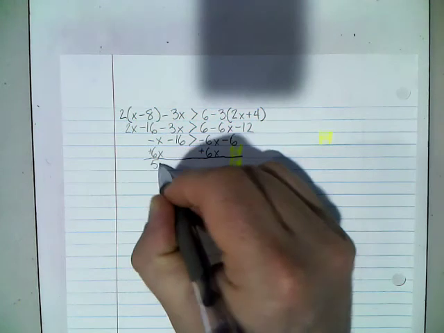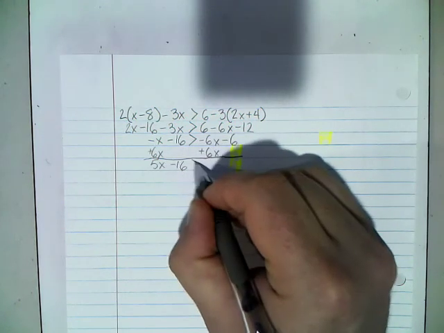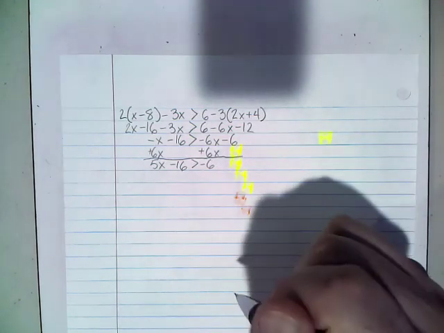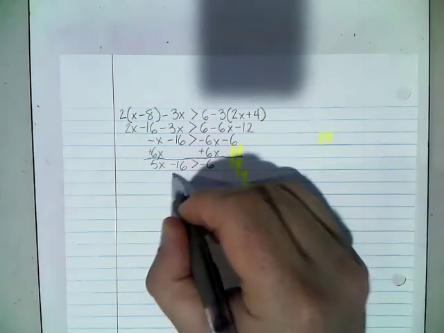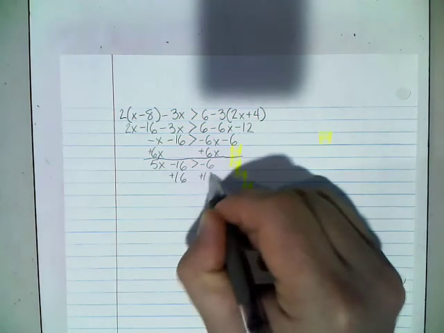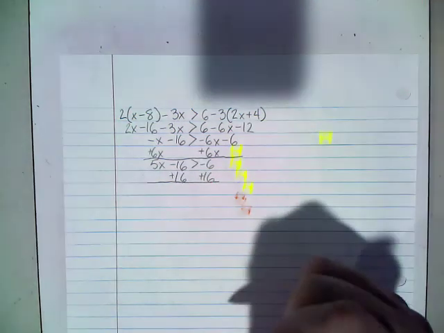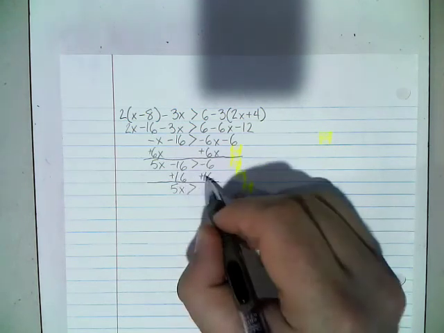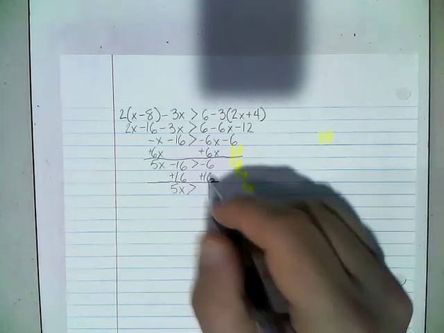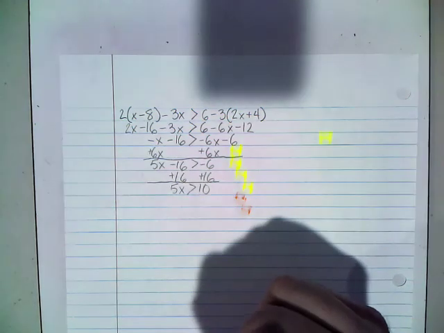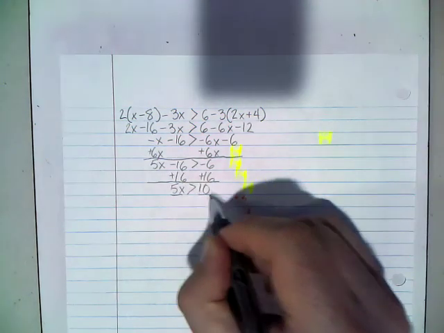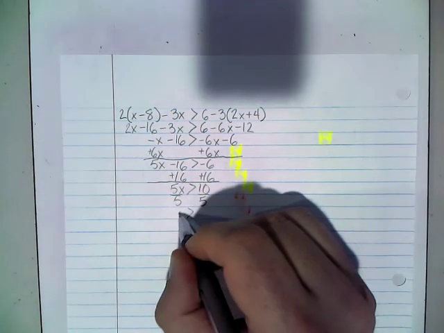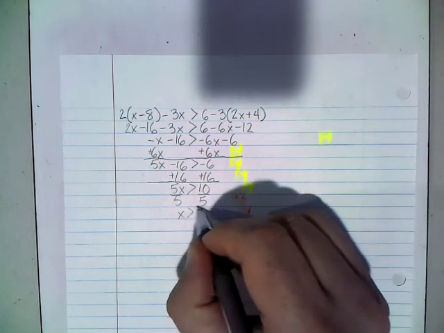So that gives me my 5x minus 16, which is greater than, because addition doesn't change the symbol, negative 6. I'm going to continue with my addition and subtraction. I'm going to now add my 16 to both sides. And so 5x then must be greater than, because we're adding, the symbol won't change. A negative 6 and a positive 16 gives me a positive 10. Now, divide both sides by a positive 5, and since it's positive, the symbol will stay the same, and we get x is greater than 2.